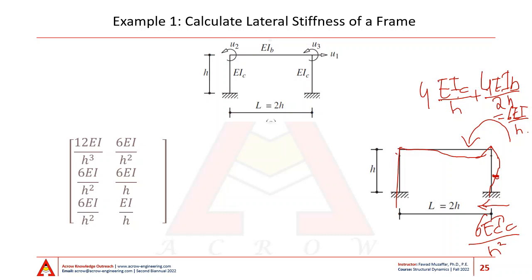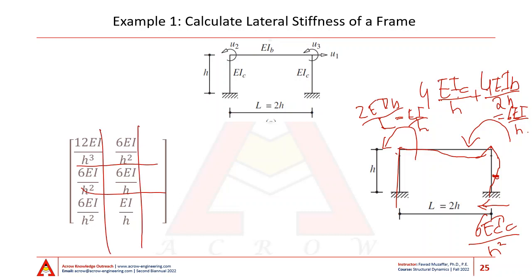And I have to apply a moment in the counterclockwise direction on my top left node, and that moment is going to be equal to 2EI over L, which is then equal to EI over H. So I can then fill up the rows and columns of my KFF, and I can simply go and see which one of these is my forces, right?